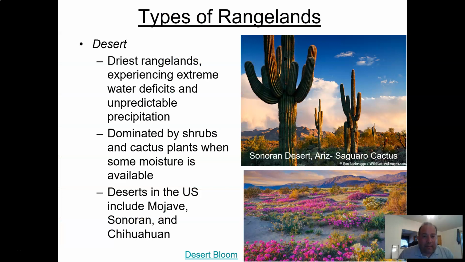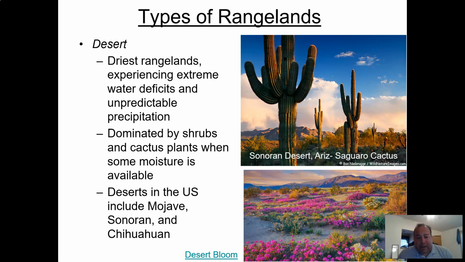Our fourth type of rangeland is deserts. These are going to be the driest rangelands. They're going to experience extreme water deficits and definitely unpredictable precipitation. That's the big deal with deserts as to why you don't see a lot of vegetation and very little to no organic matter on the surface. More than likely, no organic matter.